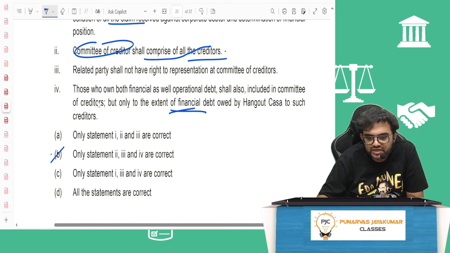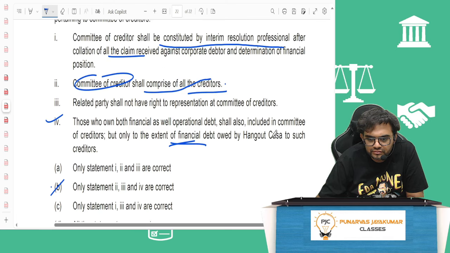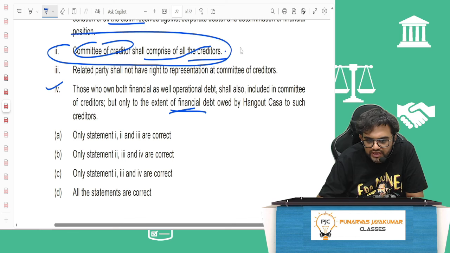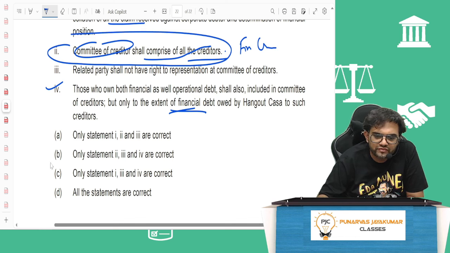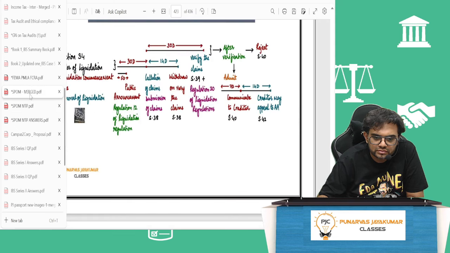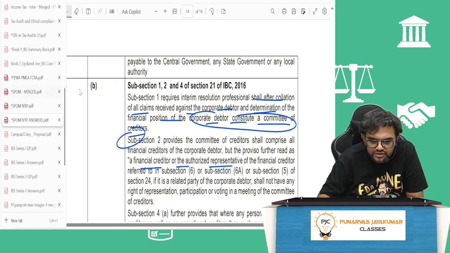Only to the extent of financial debt, it's correct. Actually, I think the answer should be C, guys. Because the B one, I don't think it is correct, because it should have the financial creditors. So 1, 3 and 4 will be correct. Because you see here also, after collation of all the claims received, the IRP will determine the financial position and constitute a COC. That is obviously correct. It should be C.